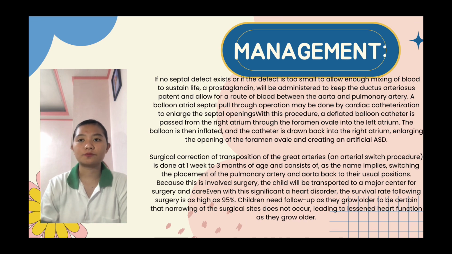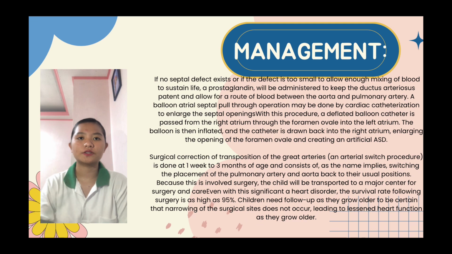With this procedure, a deflated balloon catheter is passed from the right atrium through the foramen ovale into the left atrium. The balloon is then inflated and the catheter is drawn back into the right atrium, enlarging the opening of the foramen ovale and creating an artificial ASD.